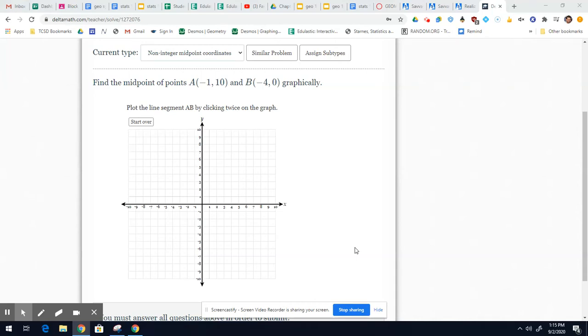All right, geometry. So here are going to be 4 problems you need to do for this assignment. I'm going to break it into 2 videos, doing 2 problems in each video. So the first problem here says, find the midpoint of points A, -1, 10, and B, -4, 0 graphically.